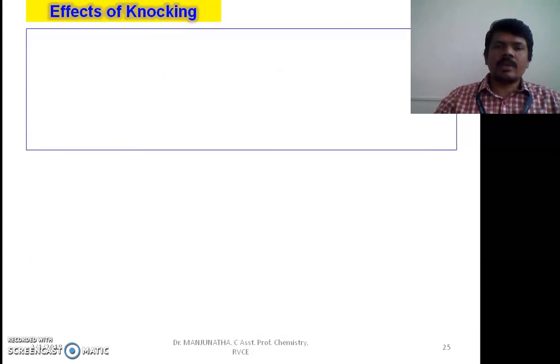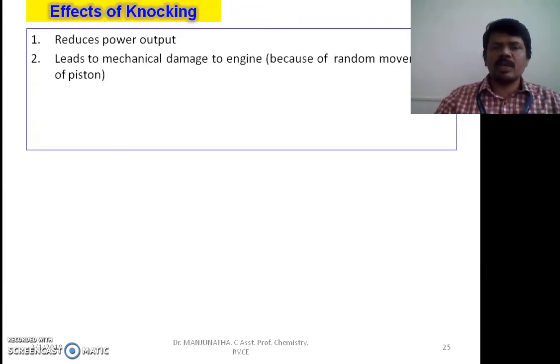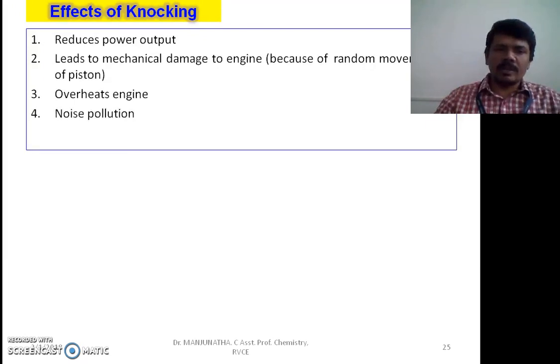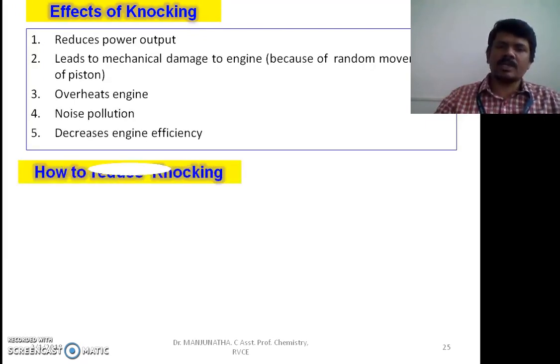Let us look at the effects of knocking. If knocking increases, it reduces power output. It leads to mechanical damage to the engine because of random movement of the piston. It overheats the engine, causes noise pollution and decreases energy efficiency.